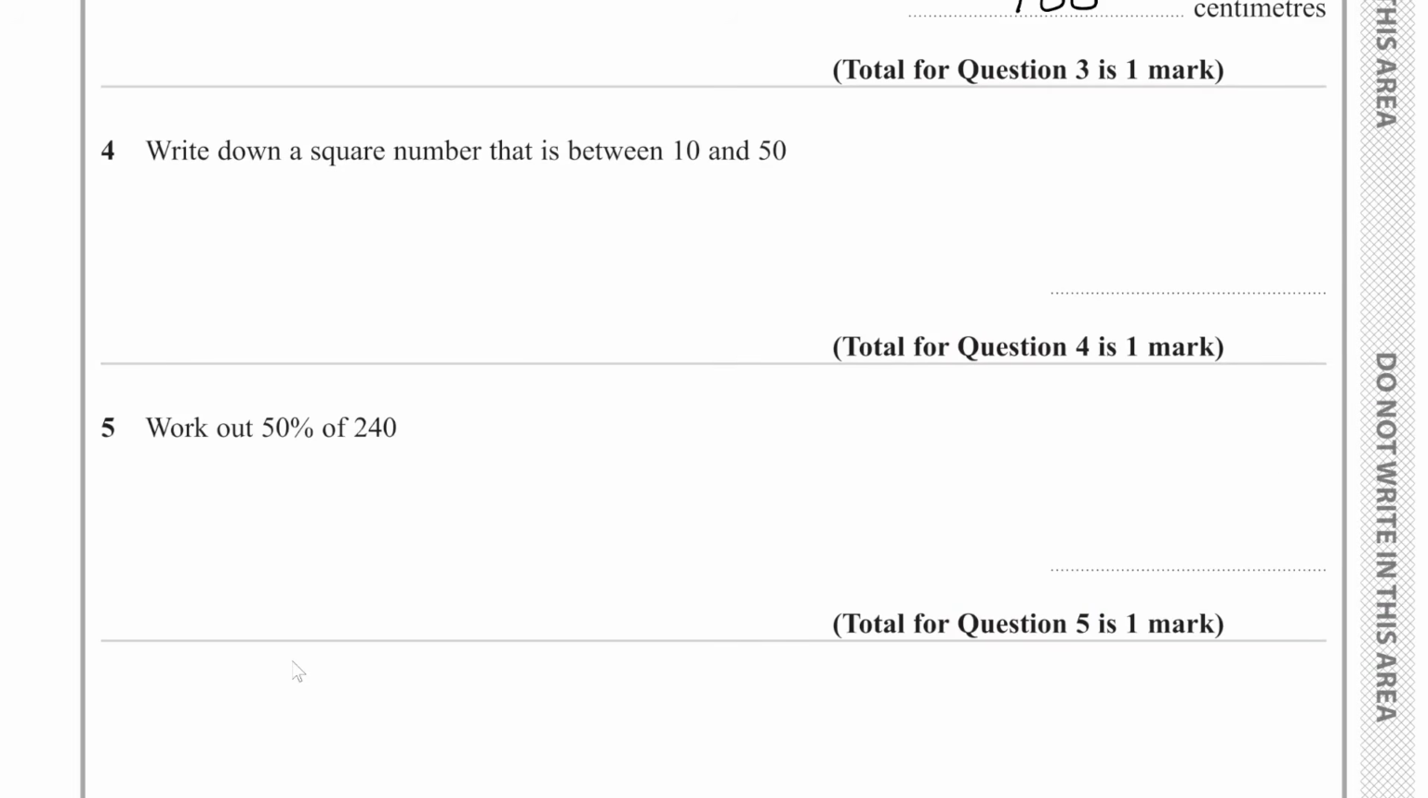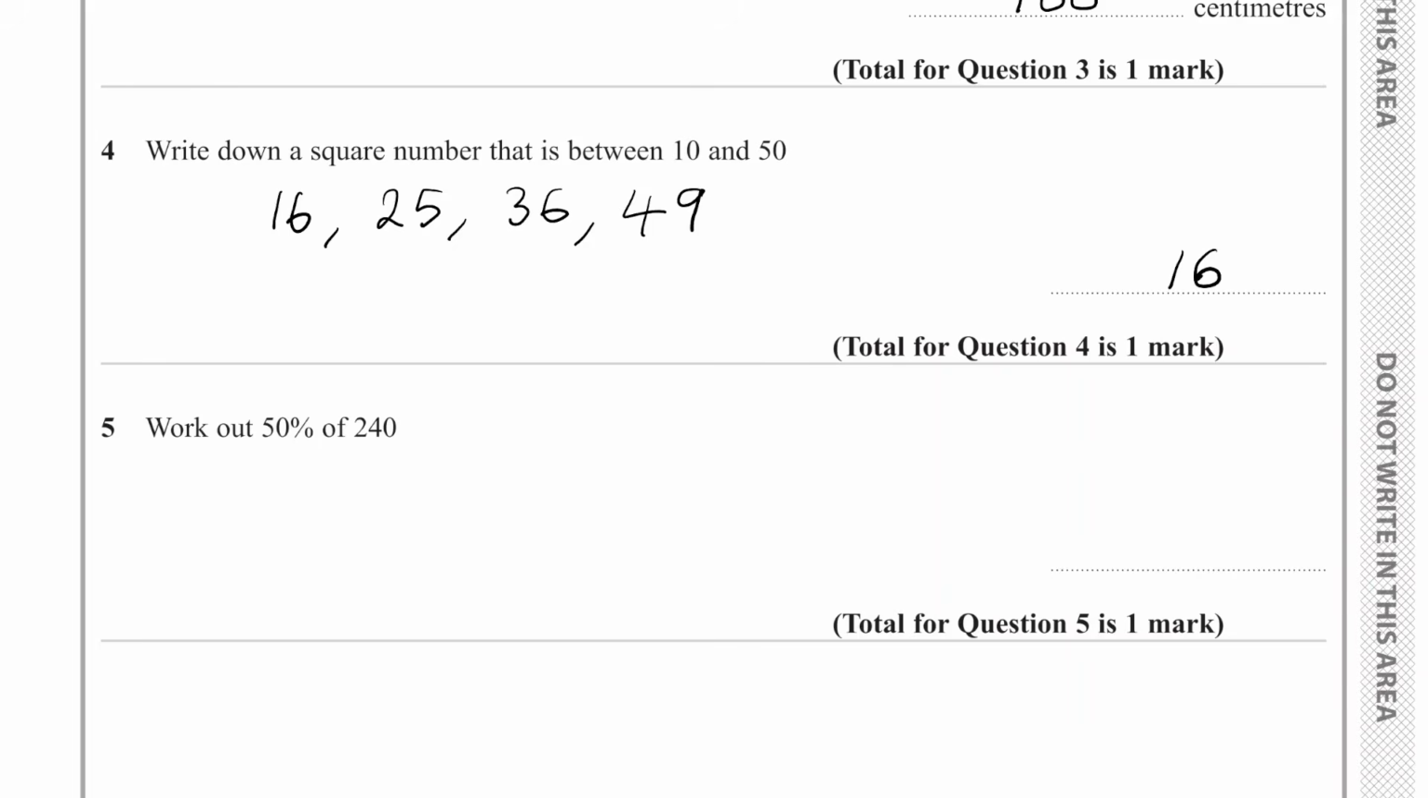Question 4, write down a square number that is between 10 and 50. So the square numbers, 1 squared is 1, that's no good. 2 squared is 4, again not big enough. 3 squared is 9, too small again. 4 squared is 16, so we can put 16. We could also put 5 squared, which is 25, 6 squared, which is 36, or 7 squared, which is 49. Any of those is okay for the answer.